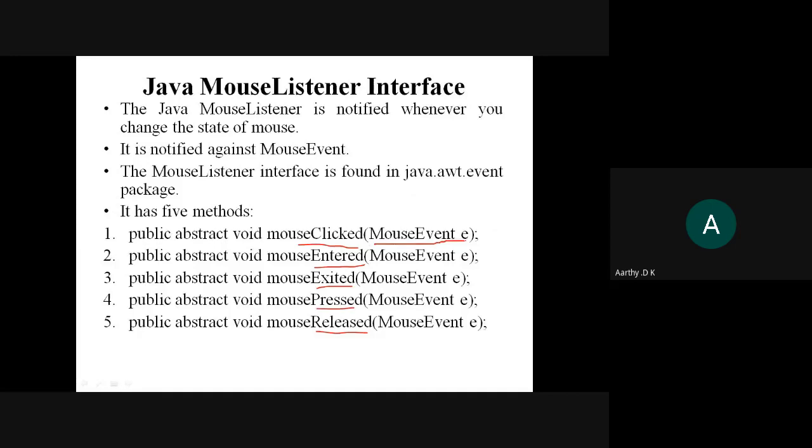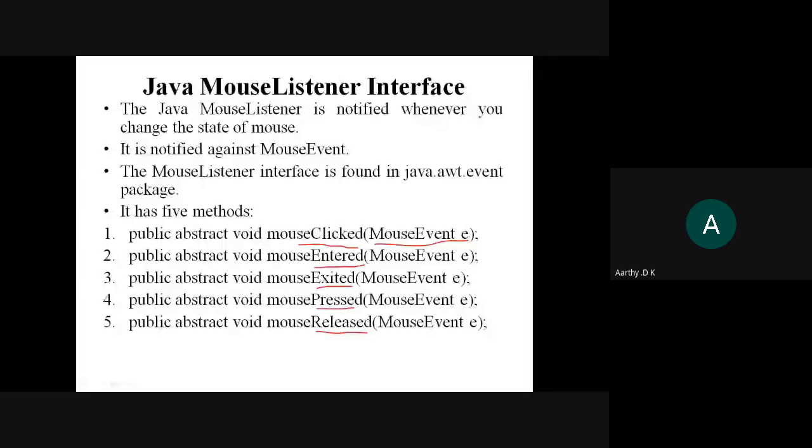So I told you when you have an event, you will have to create an object for that particular event. Mouse is the event that happens here, so we create an object for that event. Next we will have listeners, that is interfaces. These are the different interfaces: mouse clicked, mouse entered. These interfaces will have to be implemented in your program.